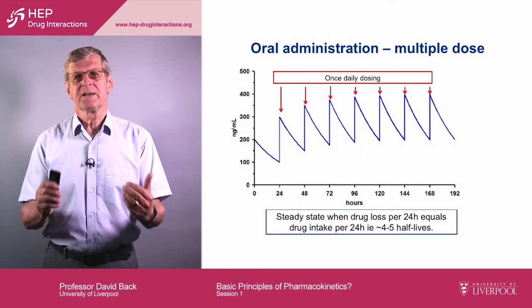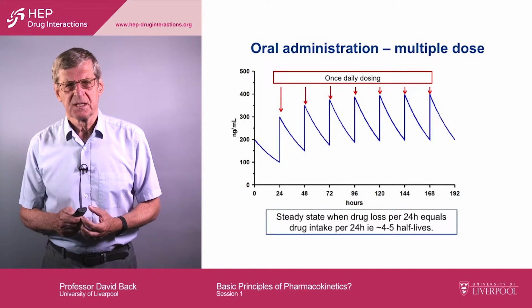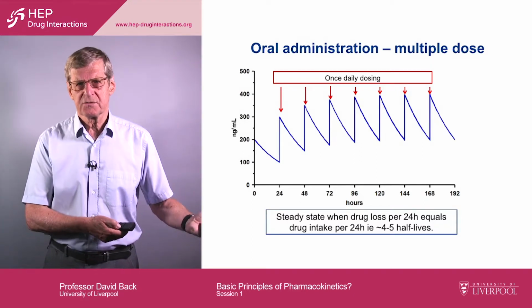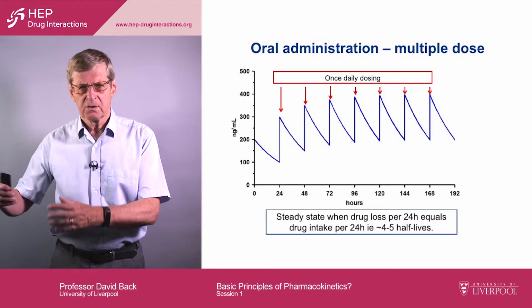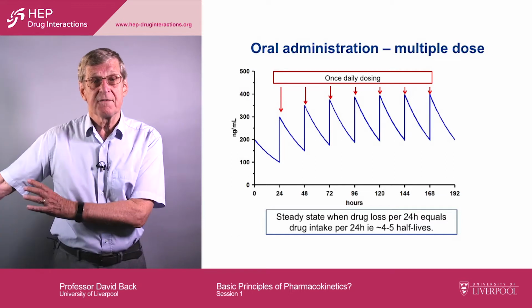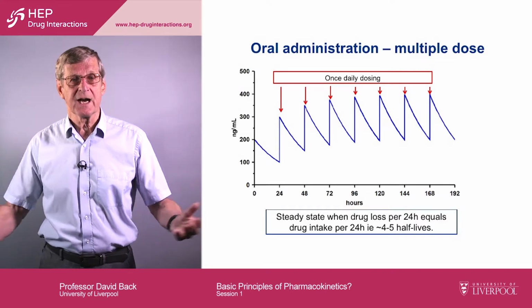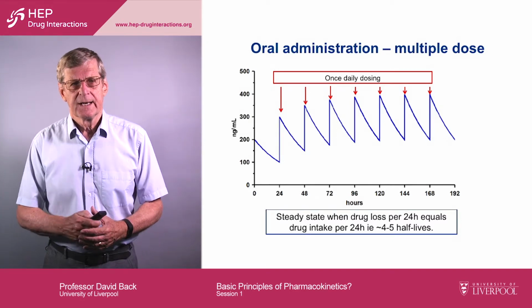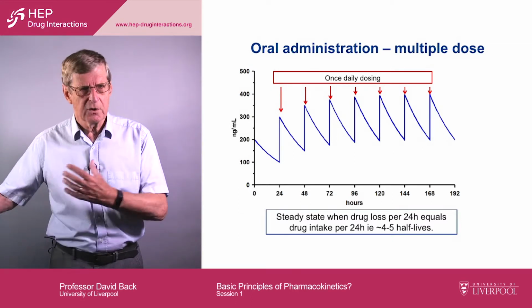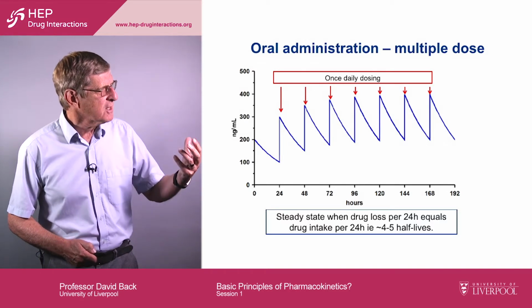But we tend not to give drugs just as single doses. So someone normally takes a course of drugs and they take it once a day or twice a day for a week or a month, or even every day for life. So if you're on an antihypertensive, for example, then you are likely to be on that drug for life, or a statin, you may be on it for life. So we give the drugs once daily.